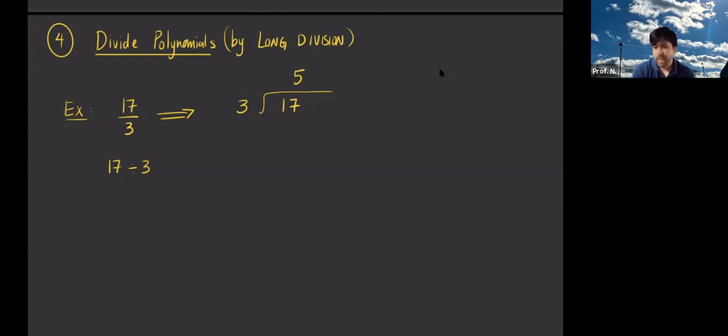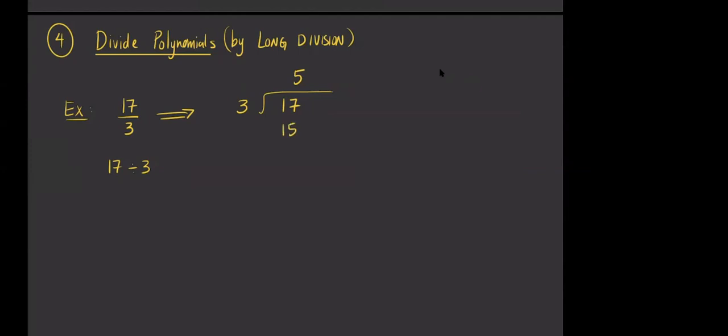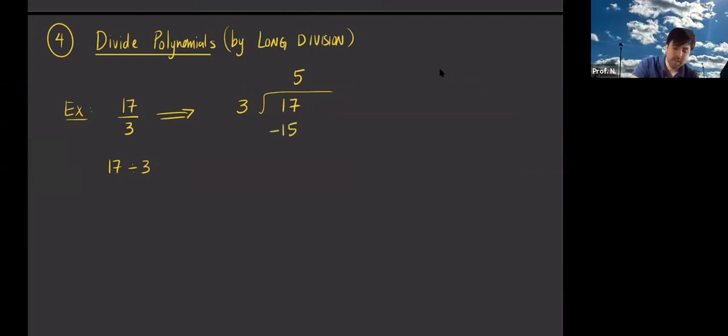And then what do we do after that? After we said it's 5, what do we do? You multiply 3 by 5, and you get 15. And then what do you do with the 15? You subtract. You put the 15 underneath the 17, and then you subtract. 17 minus 15 is 2. You get a remainder of 2, correct?